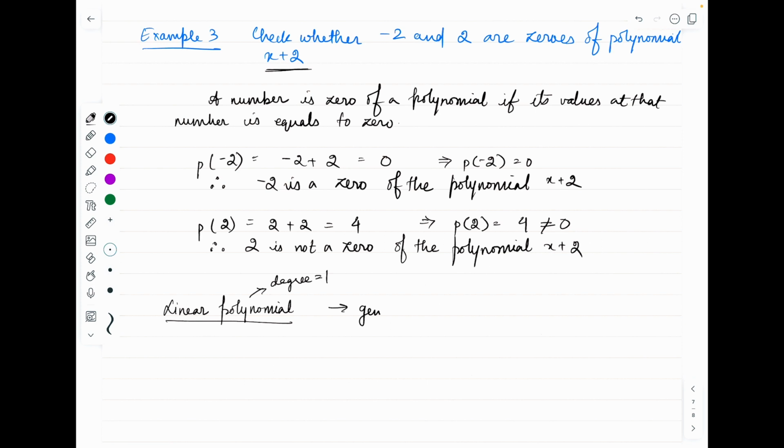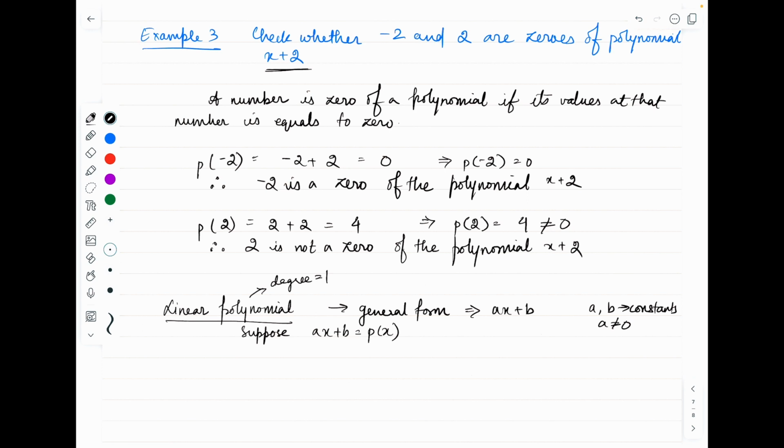Its general form is what? I have already told you in the previous class. The general form is ax plus b. Here a and b are constants, and a cannot be 0. This I talked about in the previous class. Now what we do? Suppose ax plus b equals p of x. This is a polynomial p of x.